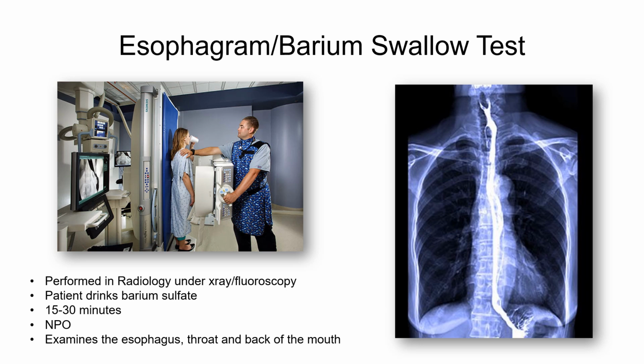This can look at the esophagus as well as the back of the throat and the back of the mouth. In the image on the right here, you can see the barium is lit up bright white, and it can visualize any kind of narrowing of the esophagus. It can show the shape of the esophagus, if there's obstruction or strictures or pockets that shouldn't be there. It's also a very nice tool.